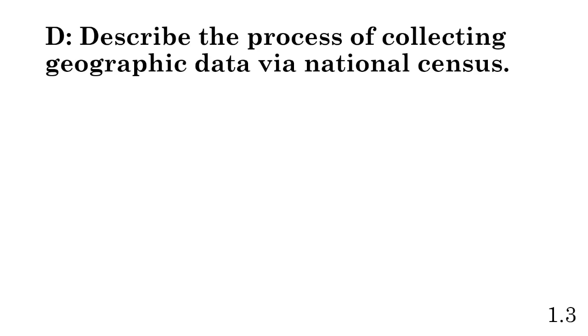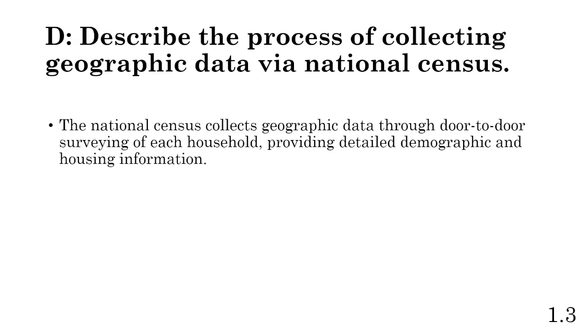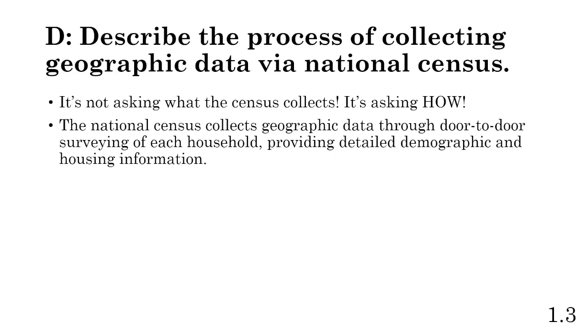So yeah, part D. Describe the process of collecting geographic data via national census. So we're moving on a little bit from just time-space compression to how the census works and the power of geographic data. So it says here, describe the process of collecting the data. It's not asking what the census is, it's asking how the data is collected. So that's very important. So the national census collects geographic data through door-to-door surveying of each household. And then you could have said providing detailed demographic and housing information. It's not asking what the census collects, it's asking how. So you have to say that it's collected through door-to-door surveying or something like that.